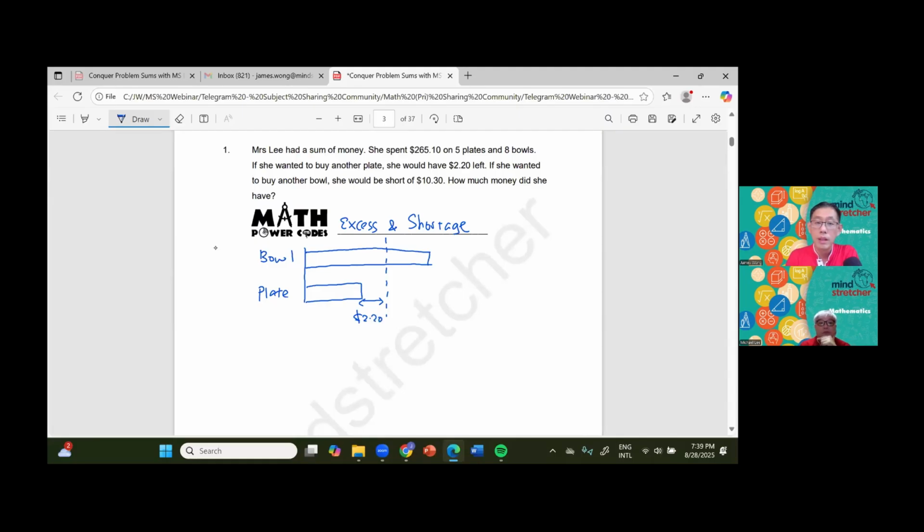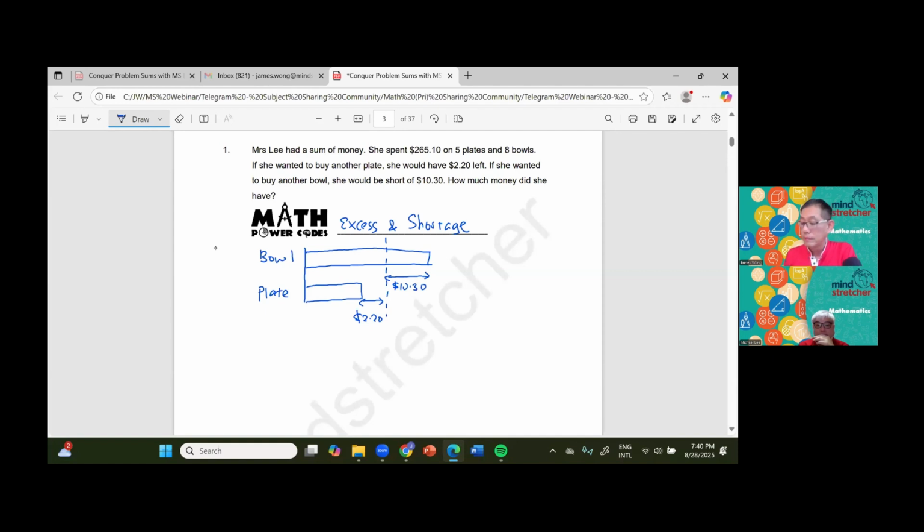In the case of the bowl, because the amount I have is represented by this dotted line, I obviously don't have enough, because the bowl is longer than what I have. So this part here will be the shortage. This will be $10.30.